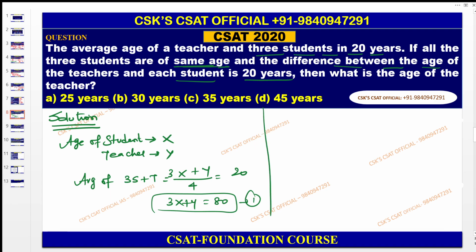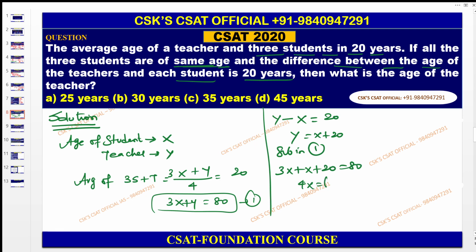Now they have provided that the difference between the age of a teacher and each student is 20. So then Y is equal to X plus 20. So substitute in equation number 1: 3X plus X plus 20 is equal to 80. 4X is equal to 60. So X is equal to 15.